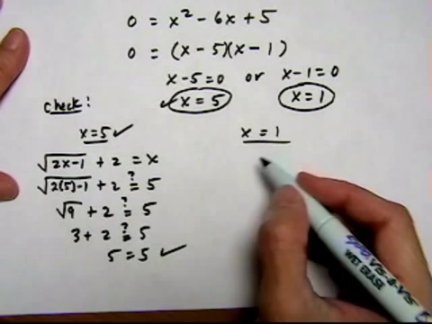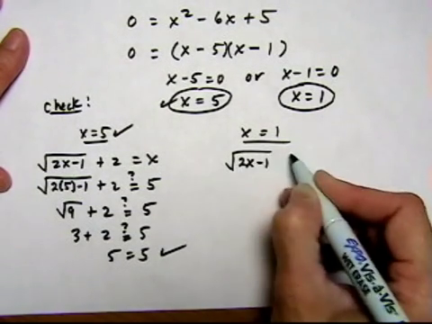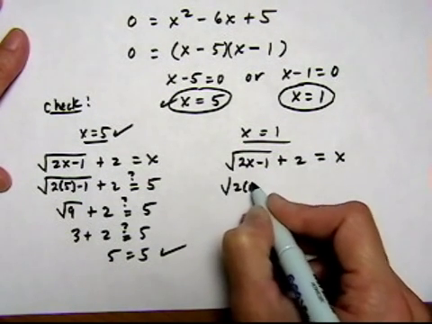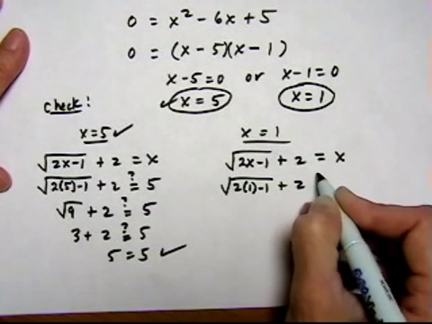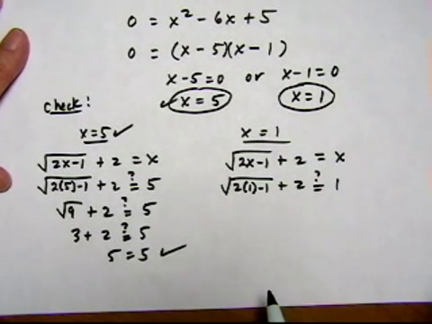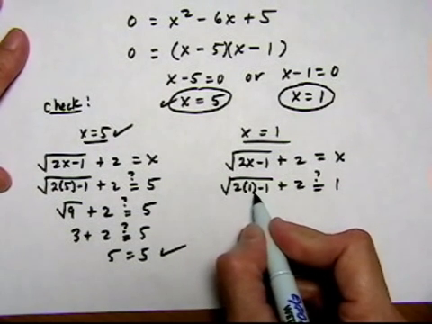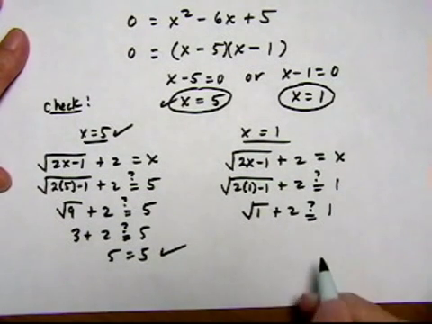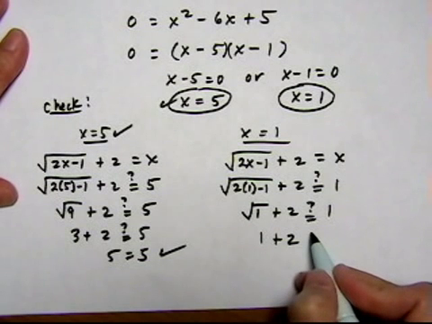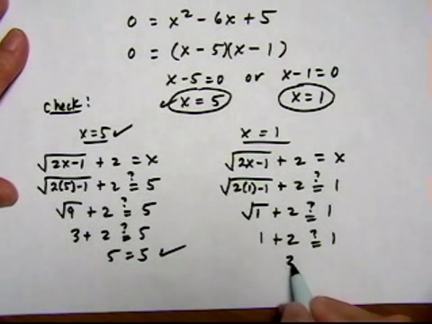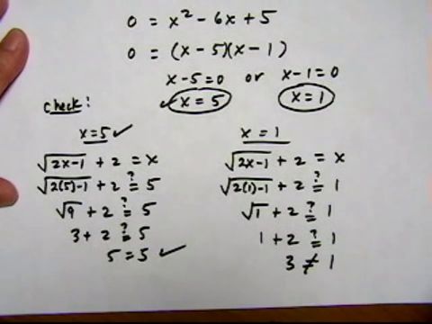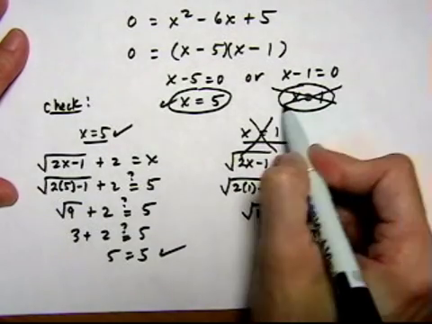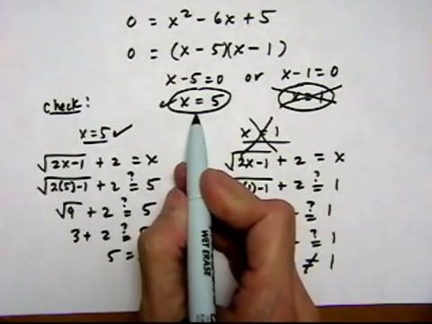And we're going to do the same with the x equals 1. Root 2x minus 1 plus 2 equals x. And the question is, does root of 2 times 1 minus 1, plus 2, equal 1? And let's see, 2 times 1 is 2, minus 1 is 1. So root 1 plus 2, does that equal 1? And that would be 1 plus 2. Does it equal 1? Well, this is 3, which does not equal 1, which means x equals 1 is an extraneous solution. We're not going to include it as part of our answer. Final answer is x equals 5.